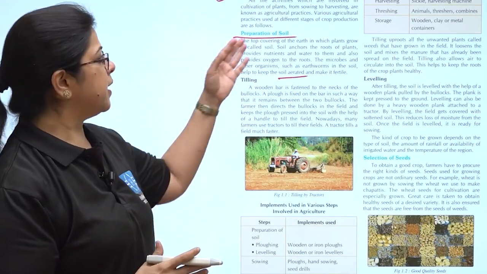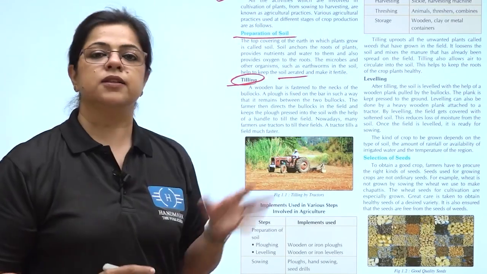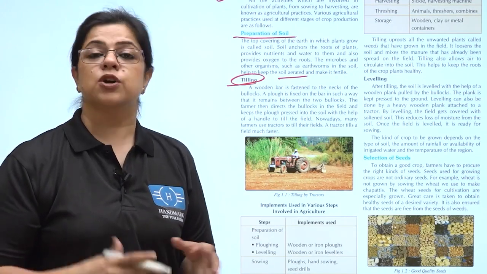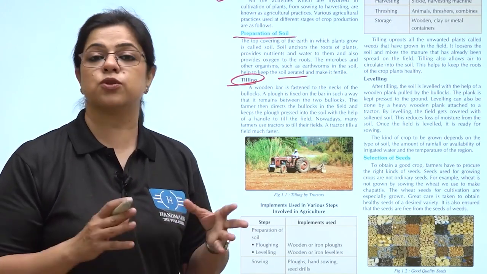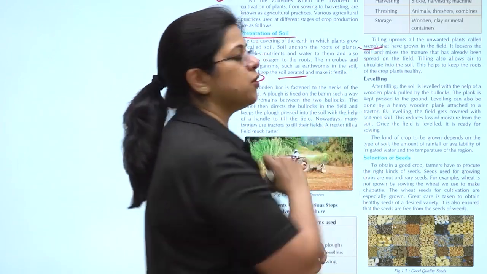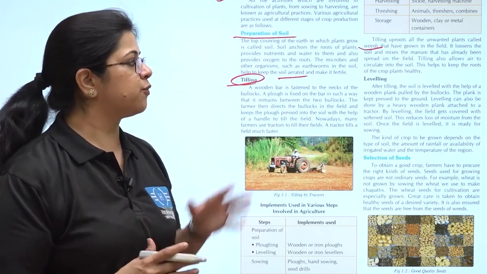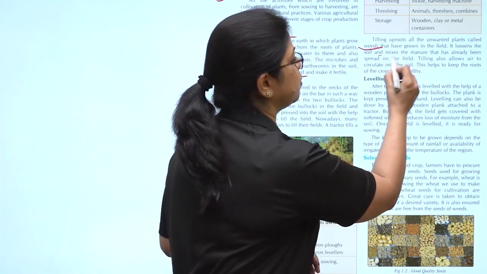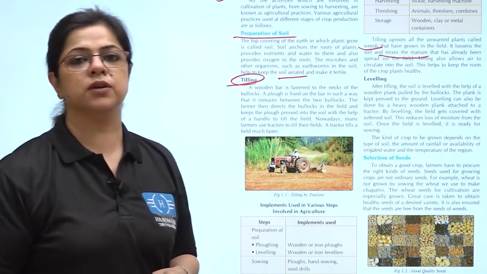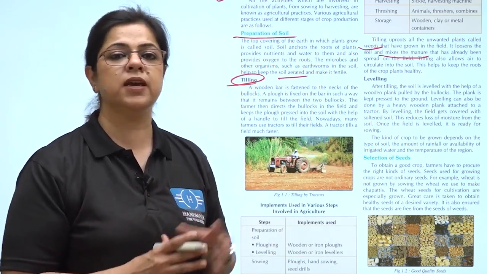The first step in preparation of soil is known as tilling. The process of tilling is important to aerate the soil. It is also important to remove unwanted plants which are known as weeds. And the third thing that tilling is required for is to mix the manure that has already been added to the field. Tilling allows air to mix up with the soil.